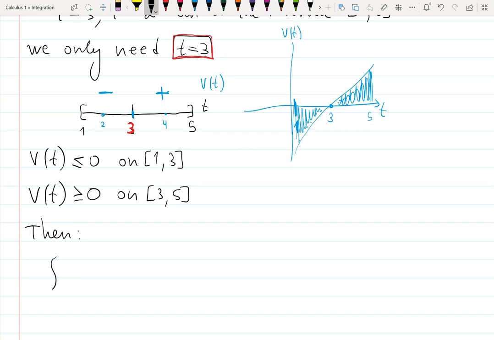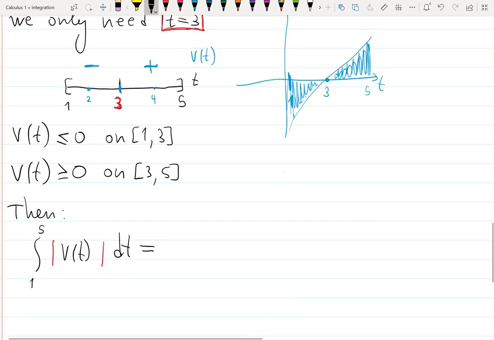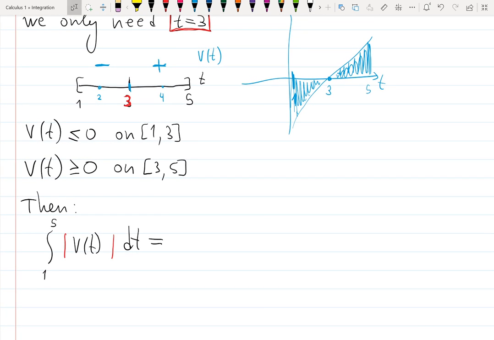Nice. Then the definition of the total distance is going to be the integral from a to b, from 1 to 5, absolute value, I will put it even in red color, absolute value of the velocity function dt. And absolute value is only going to change the first interval, the first interval from 1 to 3. So we're going to have two integrals, from 1 to 3 and then from 3 to 5. Make sense? The second one stays the same. It's still t squared minus t minus 6 dt.